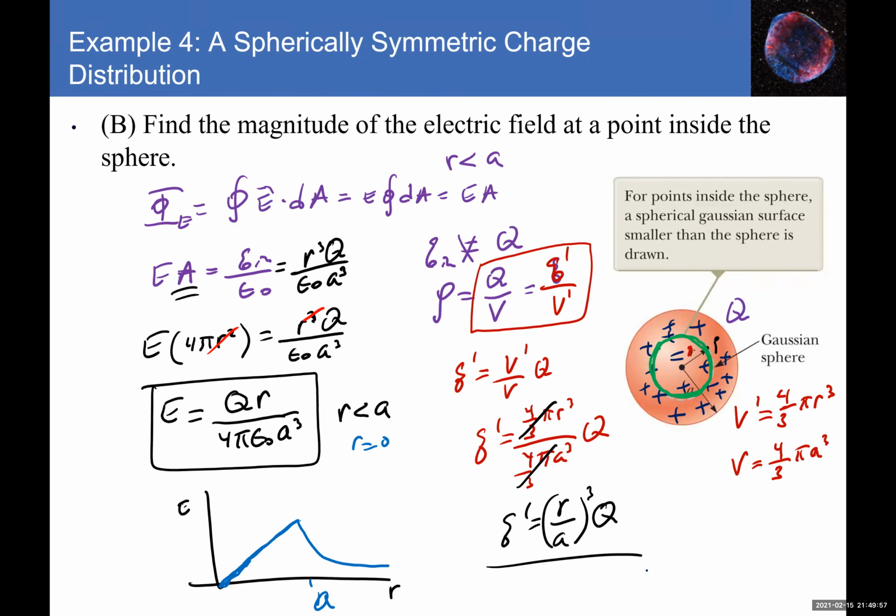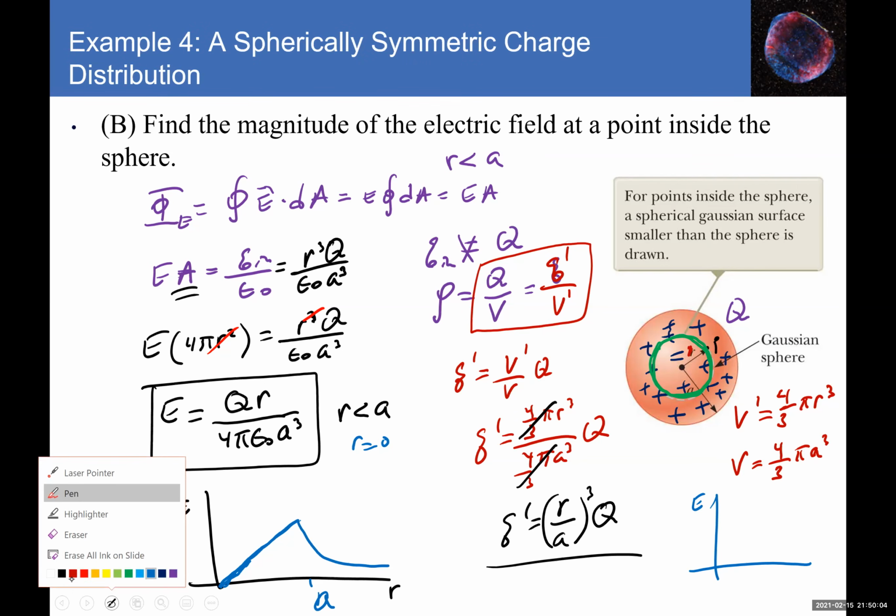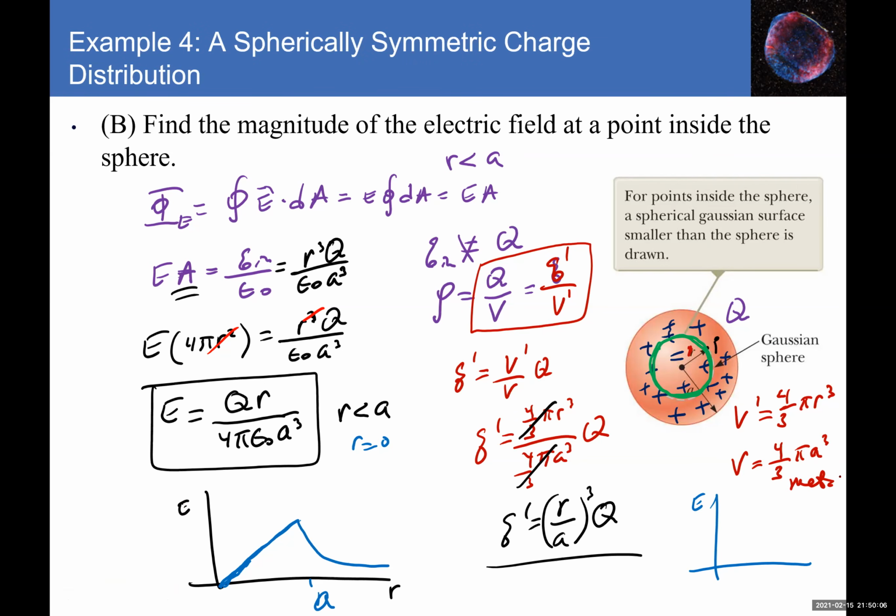So this is the graph for the insulating non-conducting sphere, whereas for the metal sphere, the conducting one, it will be 0 everywhere inside. Then at the radius a, it goes to the maximum and then drops as 1 over r square. Those are the two differences.